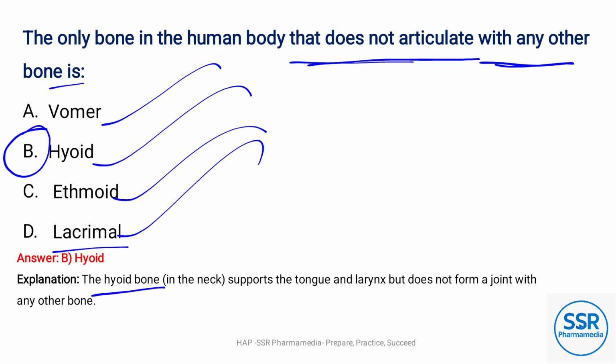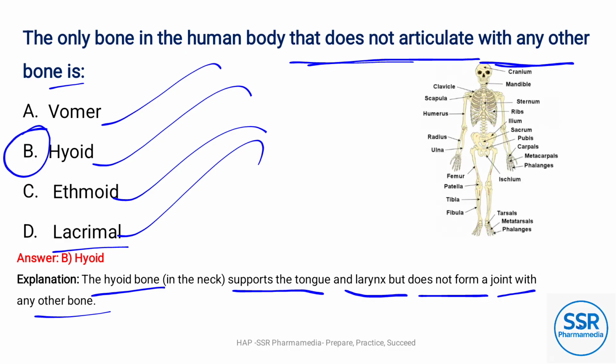The hyoid bone in the neck supports the tongue and larynx but does not form a joint with any other bone. It is also called the tongue bone. It is present inside the mouth, above the tongue.